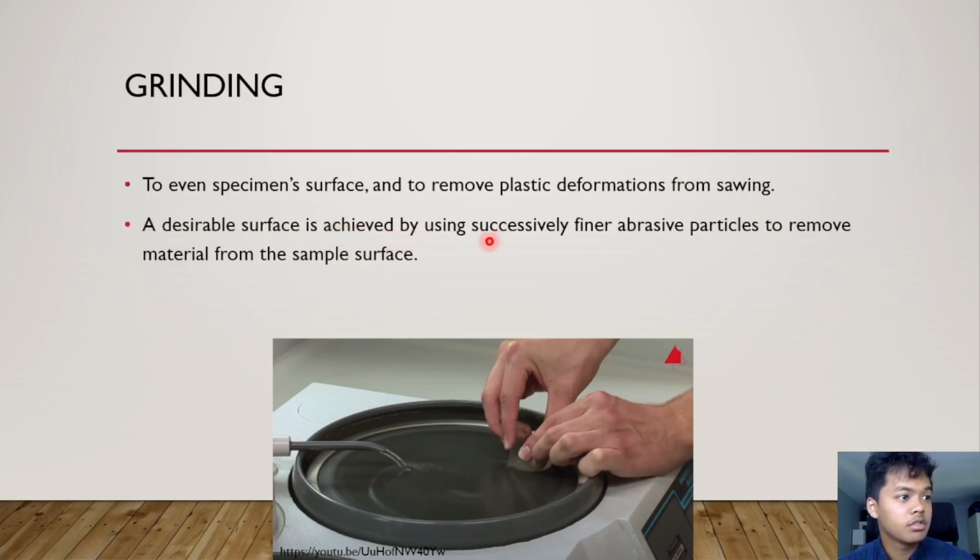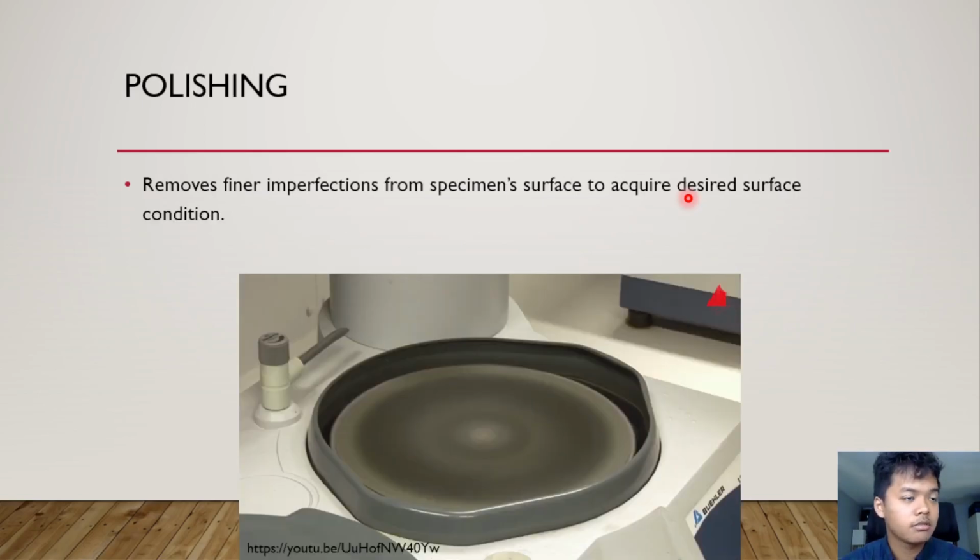Desirable surface achieved by using successively finer abrasive material. So for this we start from the lower grits and we move our way up to the higher grits, more finer abrasive particles. Next is polishing. Not really, technically, it's the same as grinding, but just to a really finer degree.